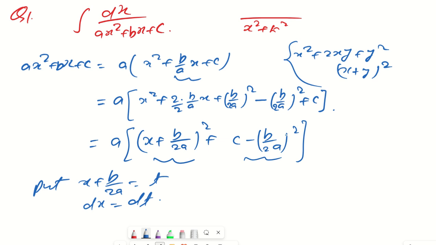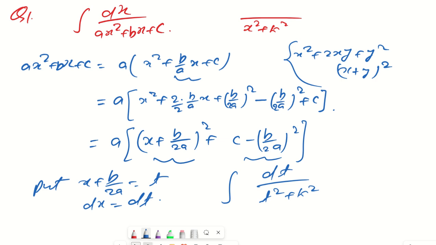In this integration we will have to substitute this value to get the particular formula, and this particular integration will be reduced in the form of, let us say, dt by (t square plus k square), where k square is nothing but c by a minus (b by 2a) whole square, or otherwise it can be minus k square. If c is smaller, this is bigger, then it will be minus. So like that you can understand.